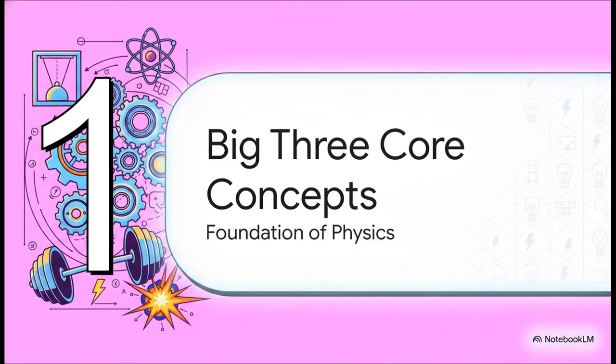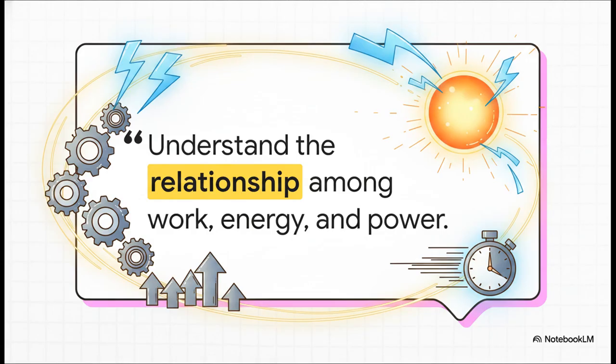Section 1. The big three core concepts. All right, so we start right at the source with standard PS.PHY.6. It challenges us to completely understand the relationship among work, energy, and power. And a quick fun fact here, this exact relationship dictates absolutely everything, from a single cell dividing in your body to a massive supernova exploding in deep space. So the text isn't asking us to just memorize dry definitions, right? It demands we actually understand how they interact in the real world.